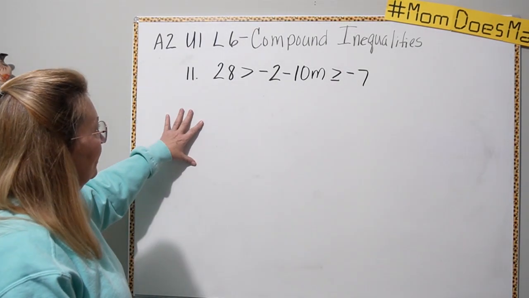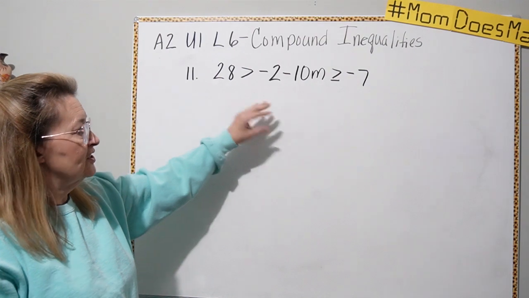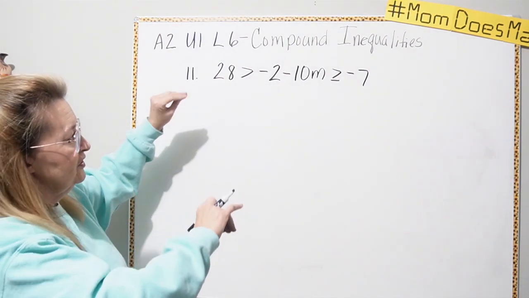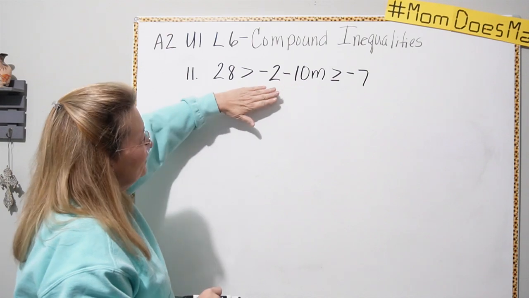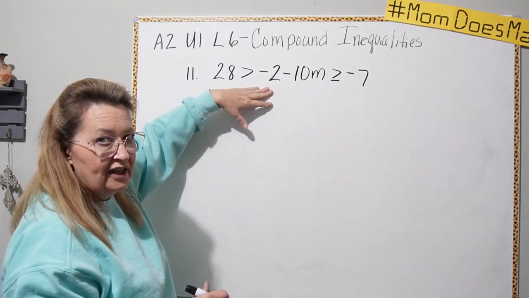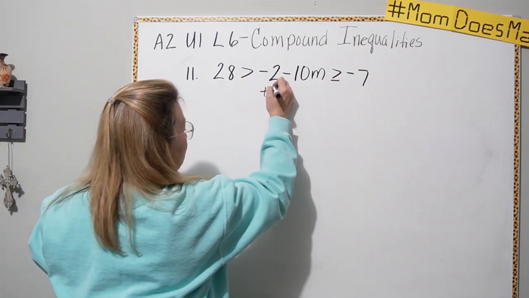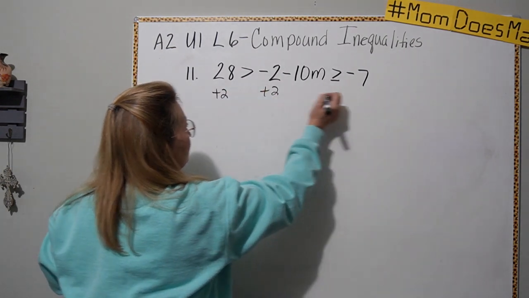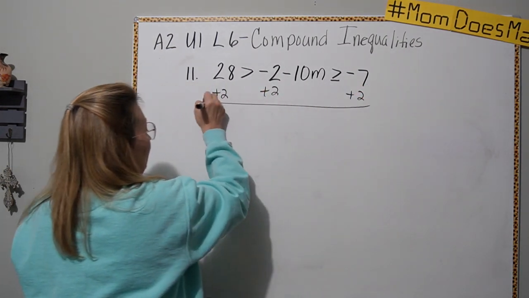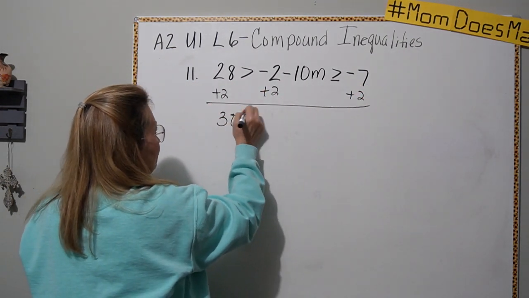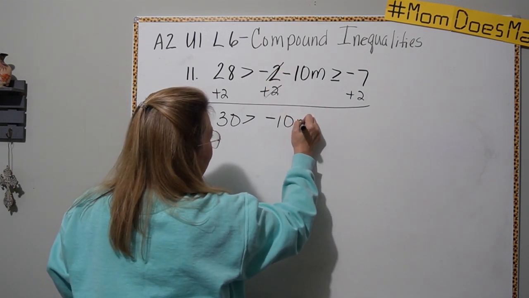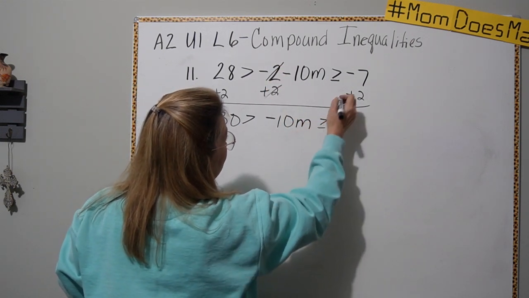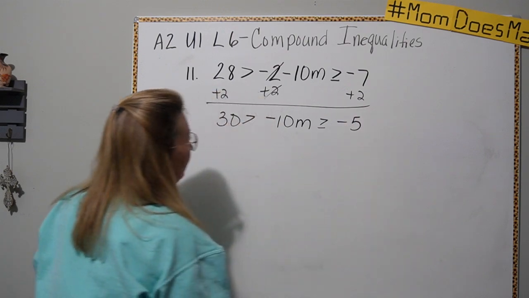Okay, let's look at number 11 here. Same thing, it's condensed, so let's just work being sure that we do the same thing all the way through. All right, here's our variable. Let's get rid of the -2 first. So we're going to do that by adding 2 all the way through. All right, 28 plus 2 is 30, greater than. Those two cancel out. -10m greater than or equal to negative 5.